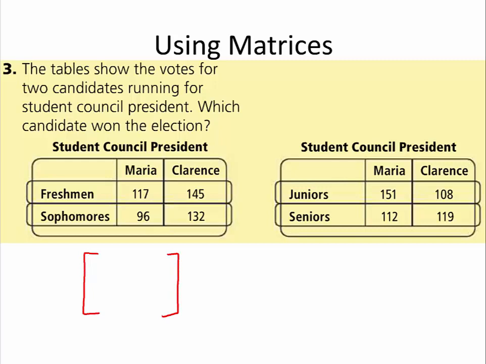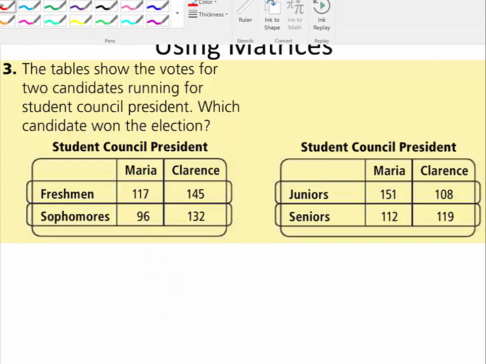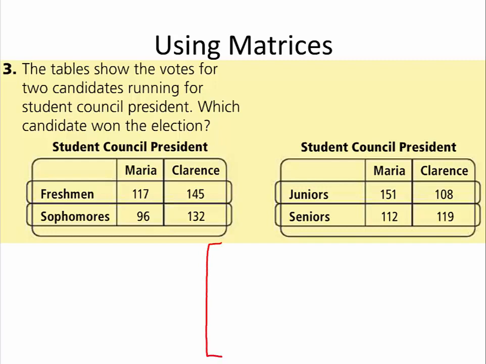matrix. And we have here 117 for Maria and 145 for Clarence. 96 for Maria. Or I guess you could say 96 there. And 132. Honestly, we could set this up on one big giant matrix, which I think, why don't we just go ahead and do that? So let's put this in a nice big one where one is going to be Maria and then the other one will be Clarence. So we need a 2 by 4. So for Maria, we have 117 for Maria, 145 for Clarence, 96 for Maria, 132 for Clarence, 151 for Maria, 108 for Clarence, and then 112 for Maria and 119 for Clarence.